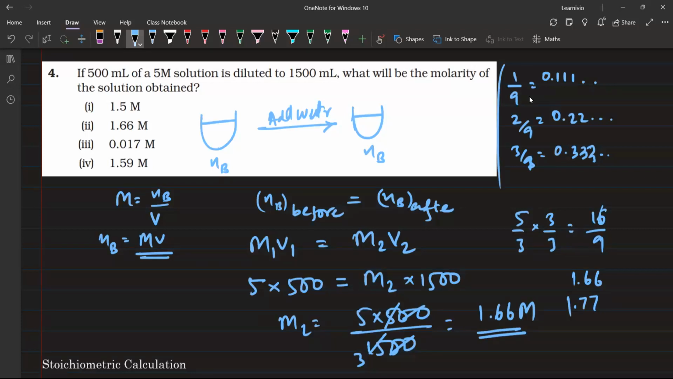So this is something that you should remember, that 1 upon 9, 2 upon 9, 3 upon 9 is equal to 0.111, 222, 333, and so on. Please copy this down. That's useful for quick calculations. Whenever there is something that will increase the speed of your calculation, I will try to include that also.